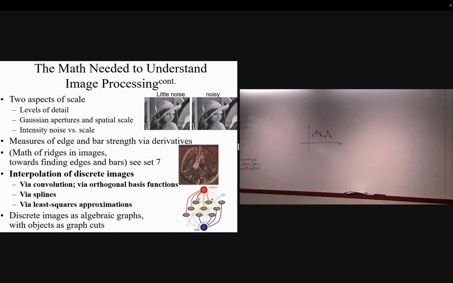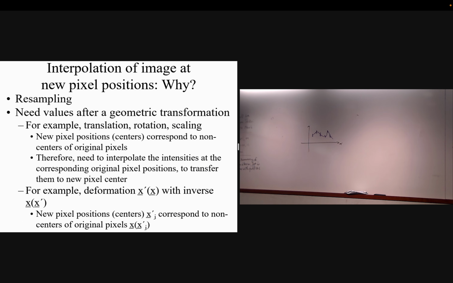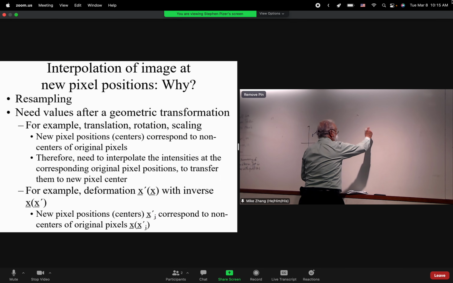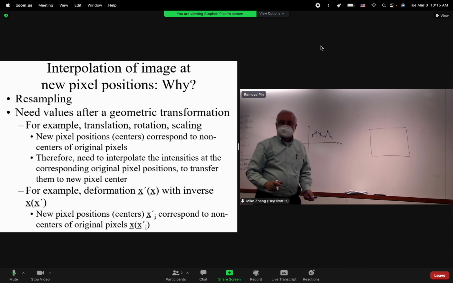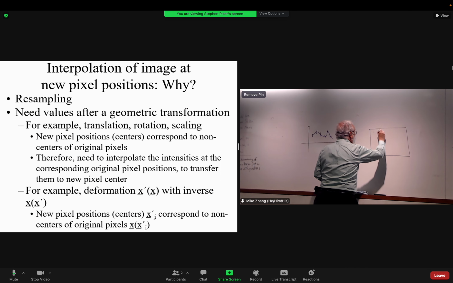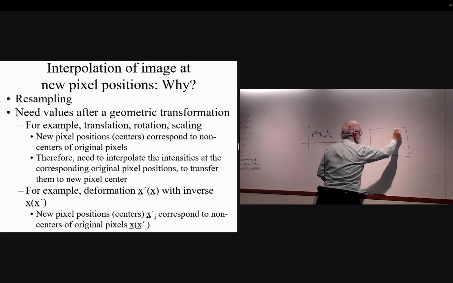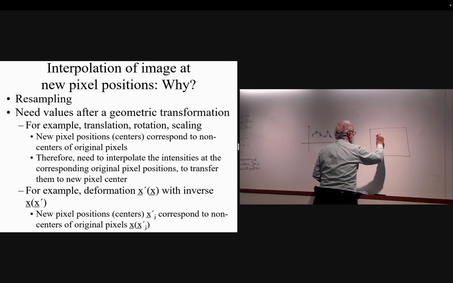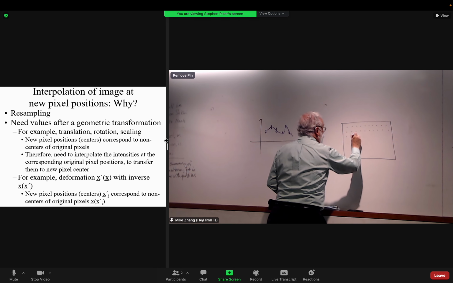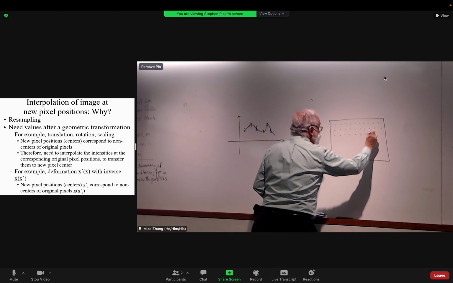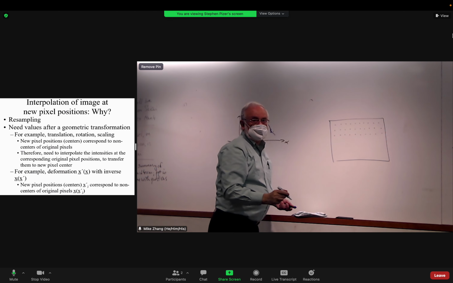We're talking about interpolation in this. So why interpolate? So we have some image, right? It's got pixels in X and Y. Or in 3D in X, Y, and Z.